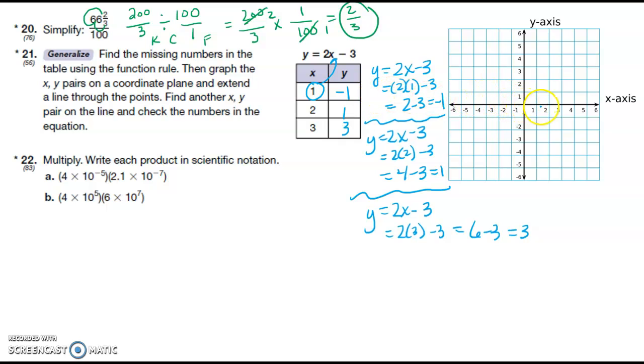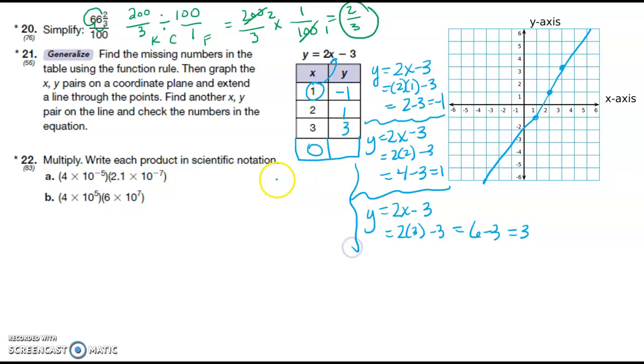So I have 1, negative 1, which is right there. I have 2, 1, which is right there. And then I have 3, 3, which is right there. So you can kind of see my line. It's not very straight, but that's okay. And then it asks for another point. So I'm going to go ahead and put 0 here and see what happens.